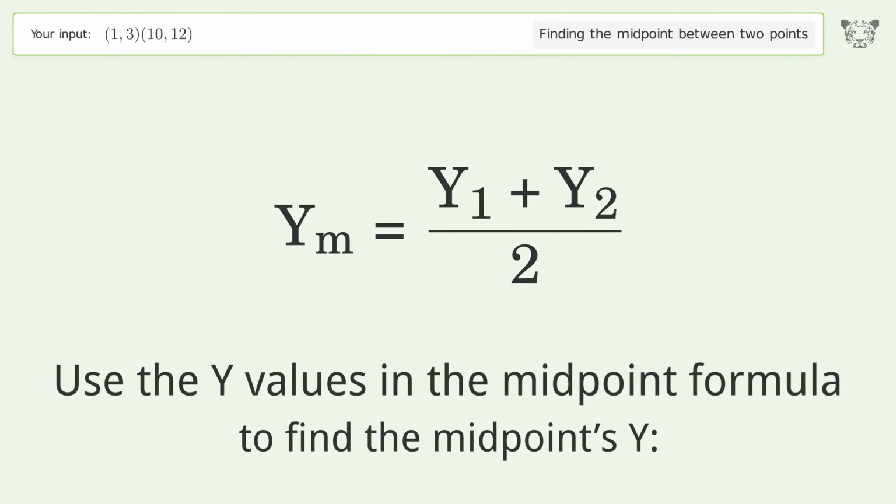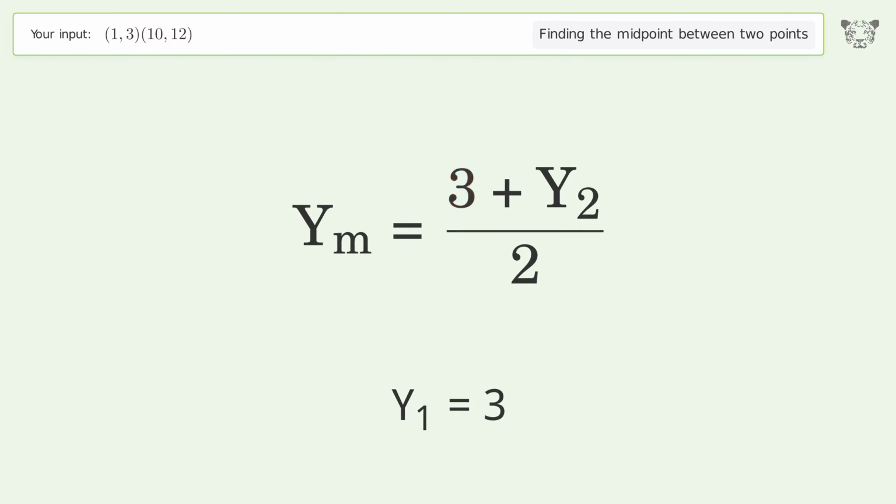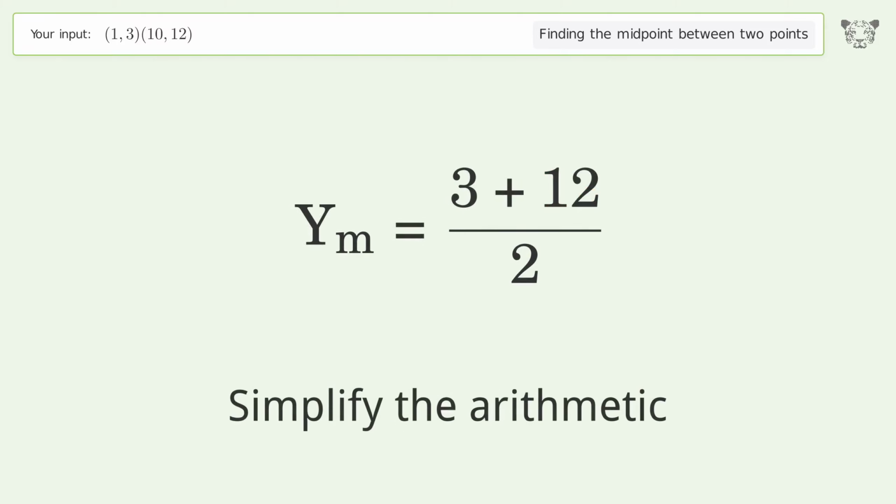Use the y values in the midpoint formula to find the midpoint's y. y1 equals 3. y2 equals 12. Simplify the arithmetic.